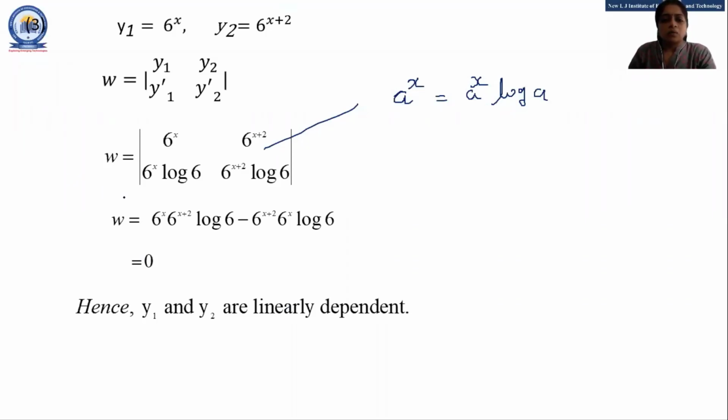If they ask about linearly dependent or independent, you have to just find the Wronskian. And if your Wronskian is 0, your both solutions are linearly dependent. If your Wronskian is not equal to 0, your both solutions are linearly independent. So any doubt about this topic, students? If any doubt, you can ask me. Otherwise, if you have no doubt, then also tell me. I will move on to the next most important method.